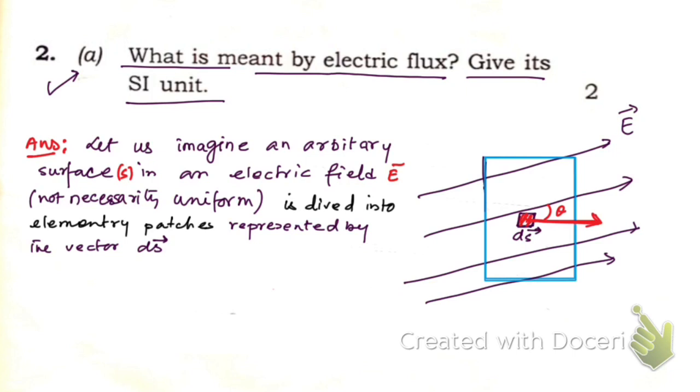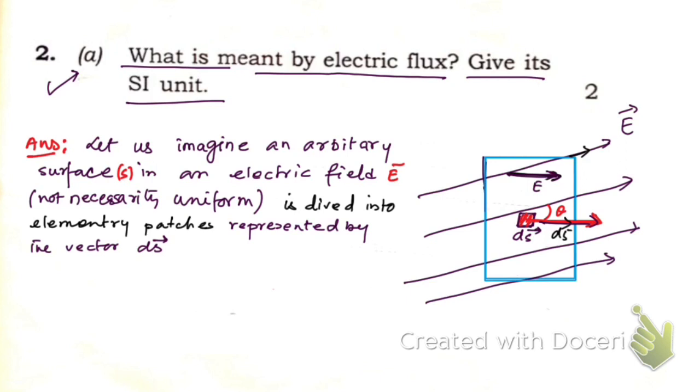Now to find the electric flux, we're going to take the component which is normal to the surface, that means along the area vector. This is the direction of the area vector, and this is the electric field. So we're going to take the component of E along the area vector, which is normal to this surface. The area vector is perpendicular to the surface, right? So what will be the component of E?